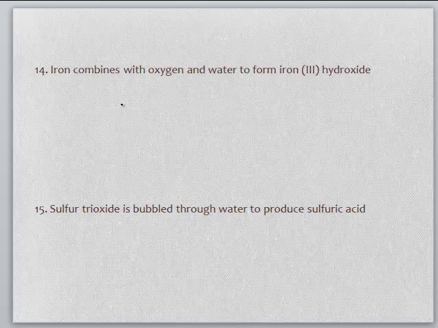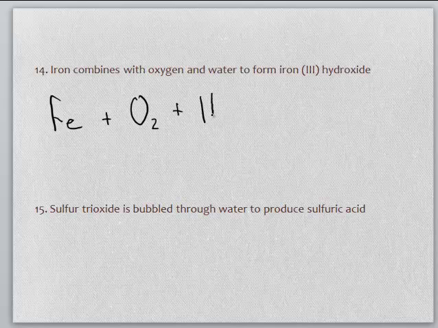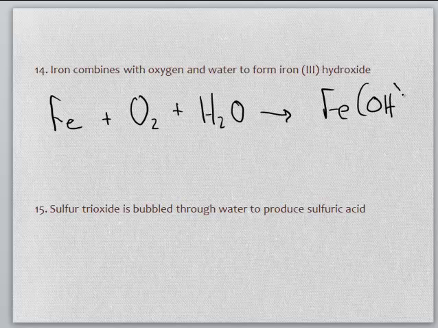Okay, let's take a look at number 14. We've got iron combining with oxygen and water, and that's forming iron 3 hydroxide. So again, iron 3 is iron with a 3+ charge, so we have our formula here. Now this one's a little bit tricky.